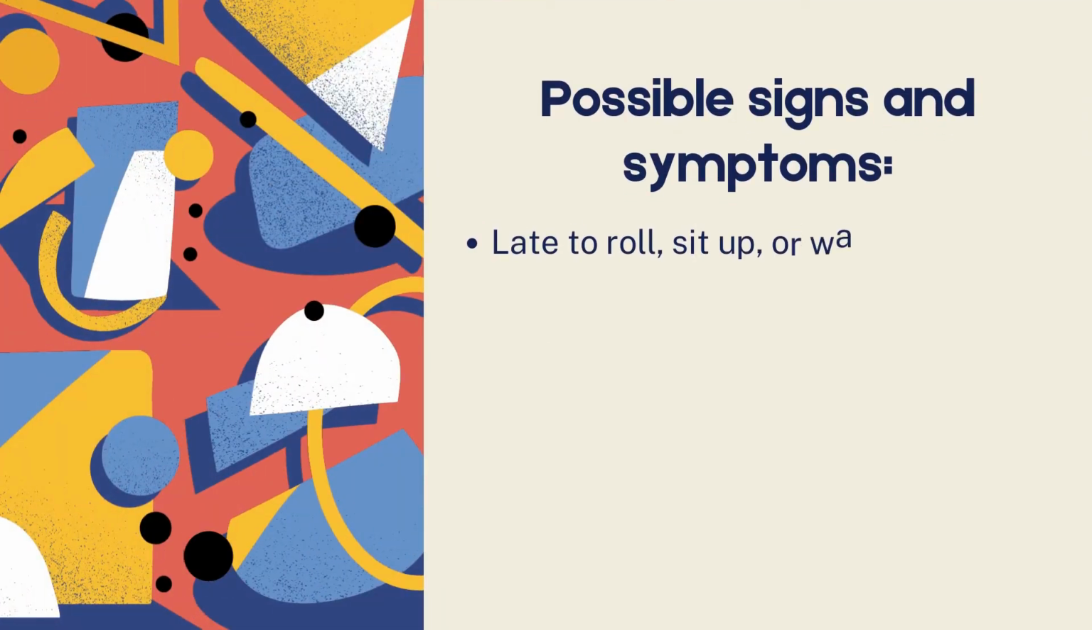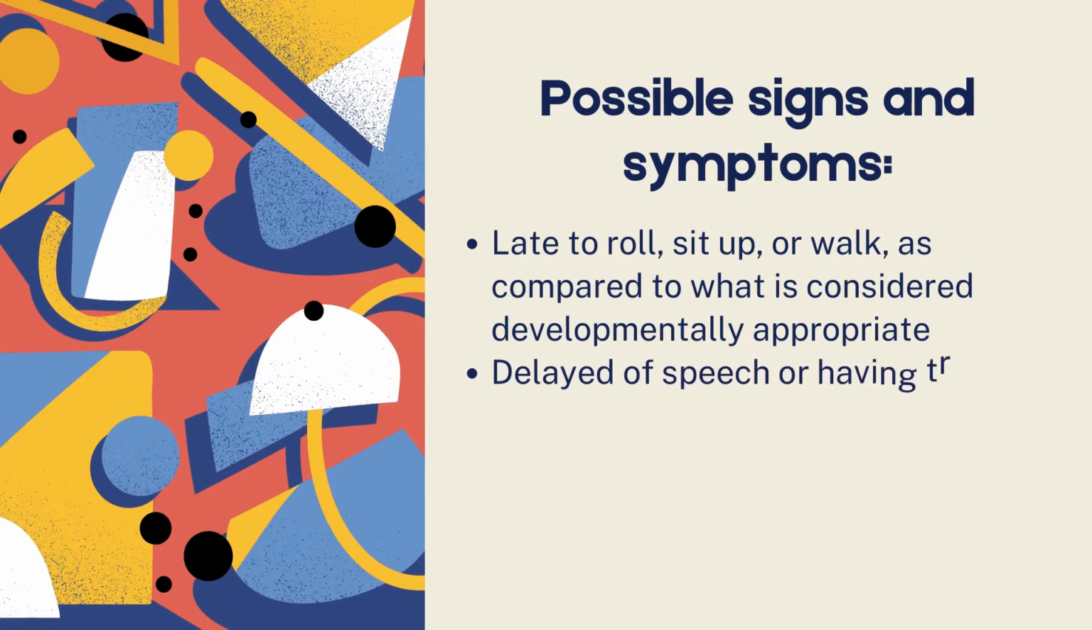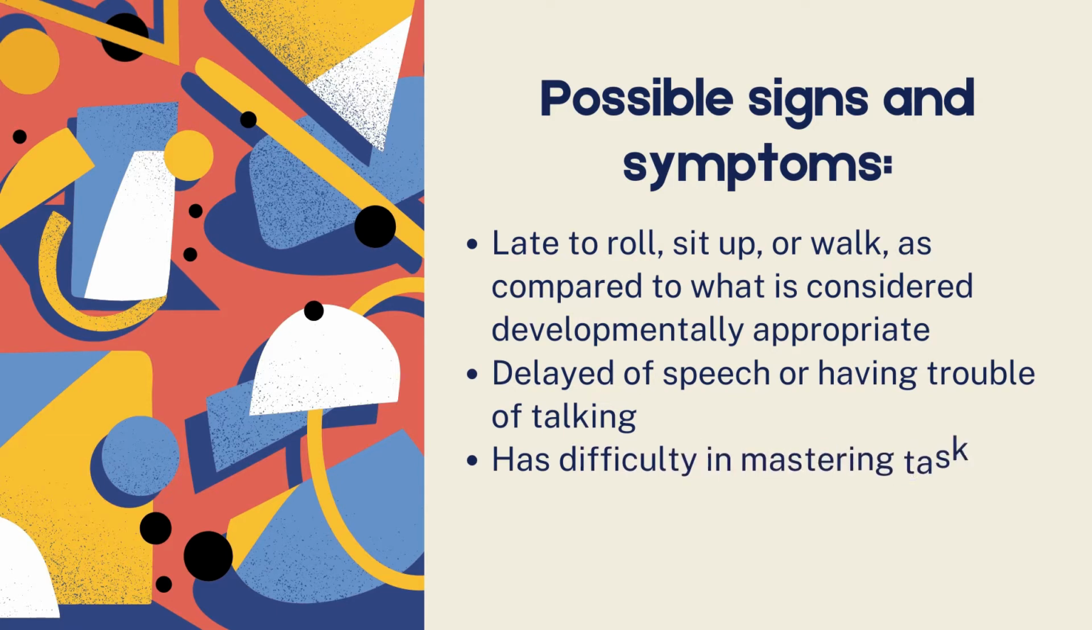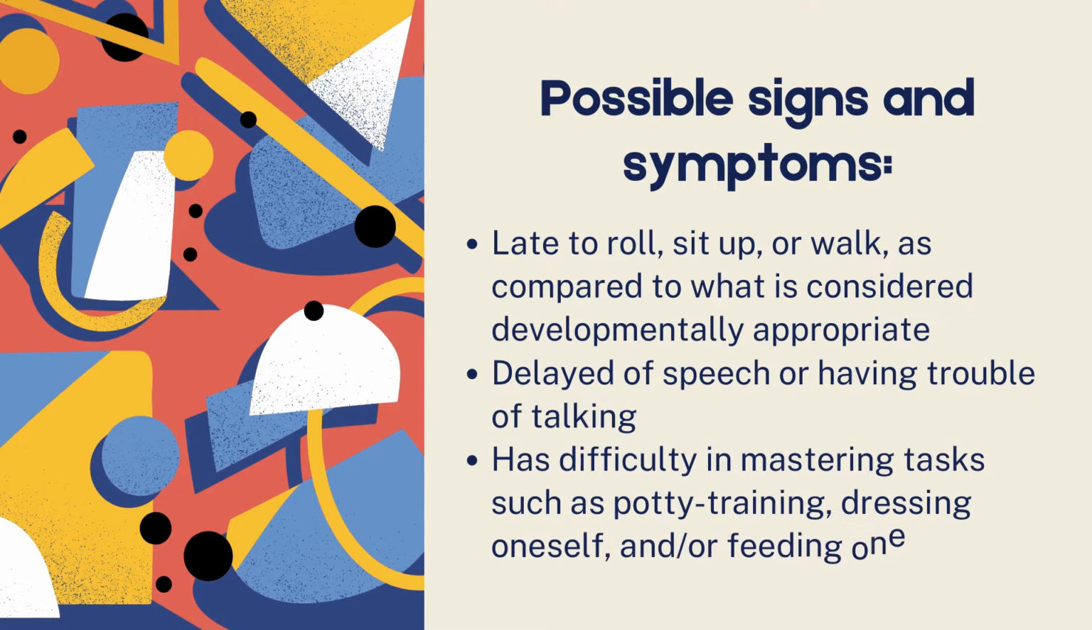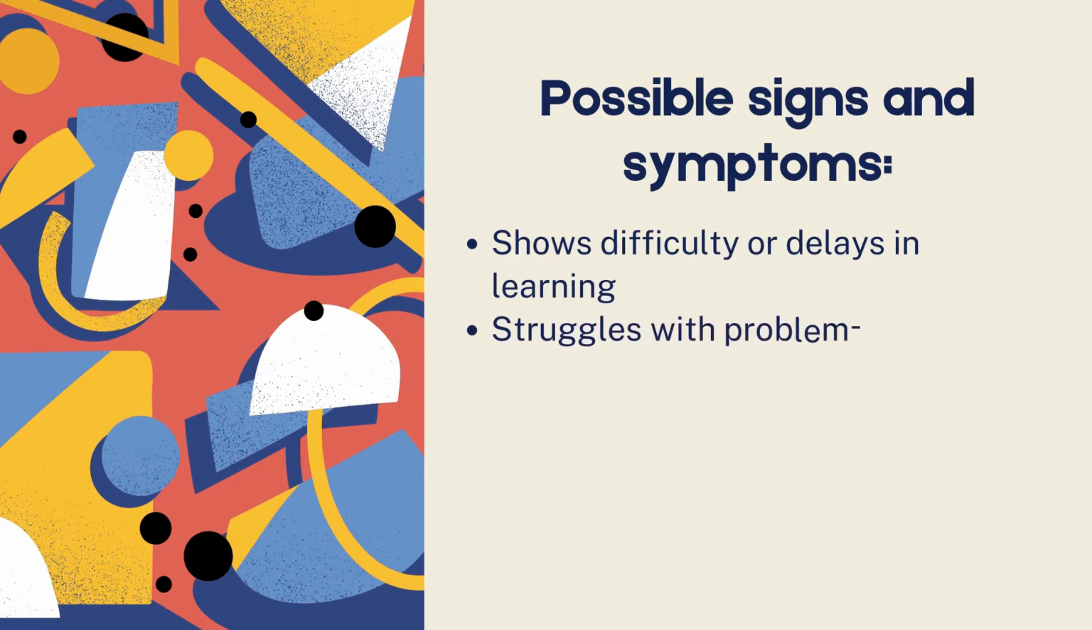Late to roll, sit up, or walk as compared to what is considered developmentally appropriate. Delayed speech or having trouble talking. Difficulty in mastering tasks such as potty training, dressing oneself, and feeding oneself. Shows difficulty or delays in learning. Struggles with problem solving and logical thinking.